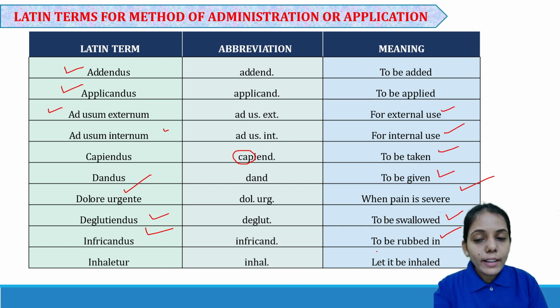So applicandus is easy, addendus is easy, external, internal is easy. Capiendus, to be taken. You are taking a cap. Dandus is the opposite, to be given. Urgente means when something is severe, so pain is severe. Deglutiendus, swallowing. Next is infricandus. Remember friction. So when you are rubbing, to be rubbed. Inhalature, that is easy, to be inhaled.